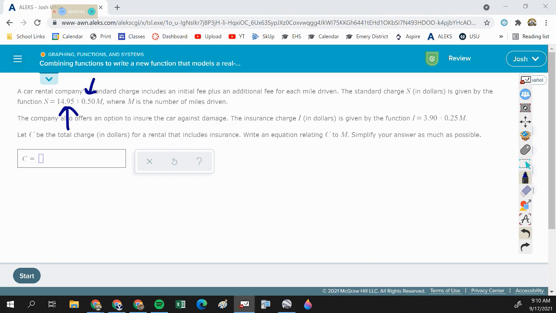The company also offers an option to insure the car against damage. The insurance charge is 3.9 plus 0.25m. So if you bought a rental and insurance, how much is it going to cost? How would we do that?